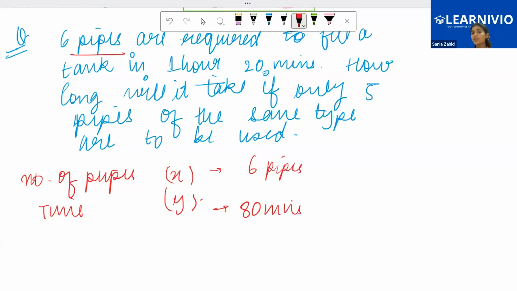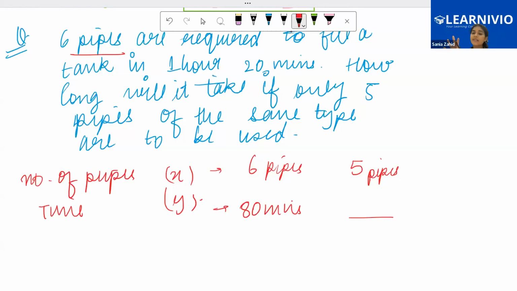Now they are asking you, what if there are only 5 pipes? So what will happen to the time? Now in the exam, you don't know whether to use the formula for direct or inverse. So here you're going to analyze the situation. If there are 6 pipes, will more time be required or less time? If you have more pipes, then our work will be easier. Less time if there is a higher number of pipes.